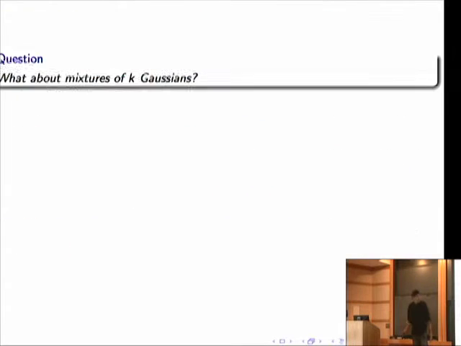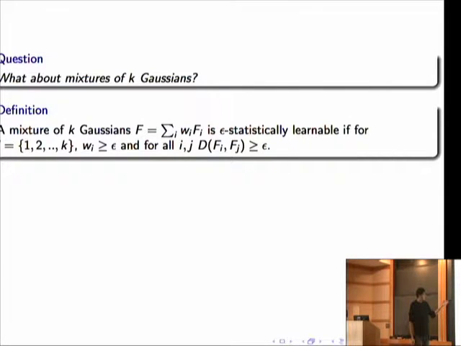You're right. So what about mixtures of k Gaussians? And so we can define an analogous notion of epsilon statistical learnability. So here we would again need to assume each mixing weight is lower bounded by epsilon, and now all pairwise statistical distances are at least epsilon.